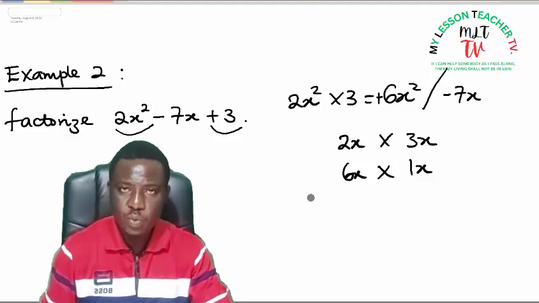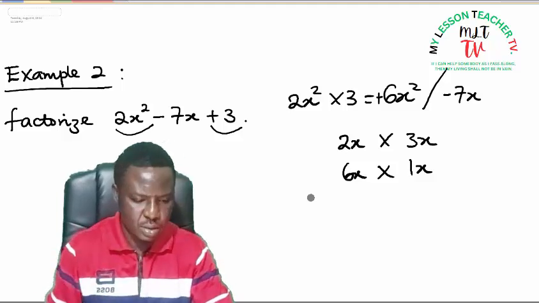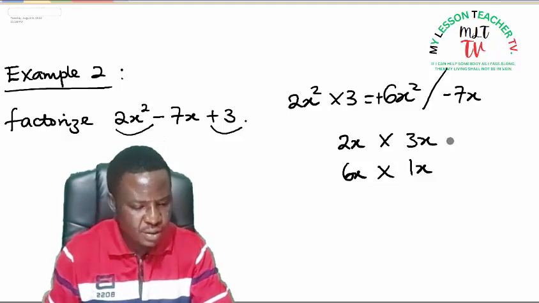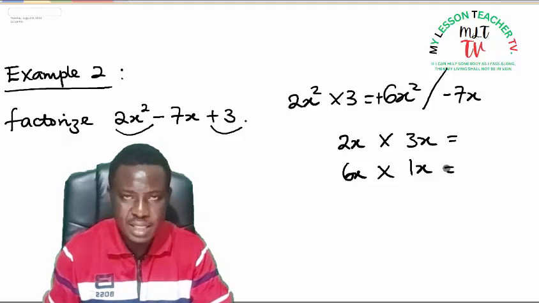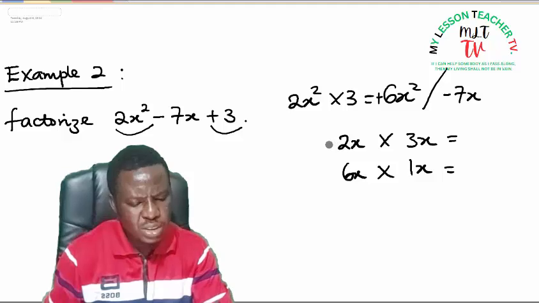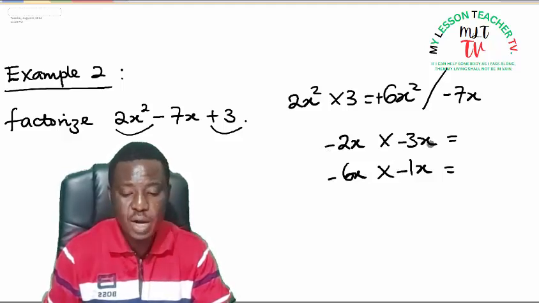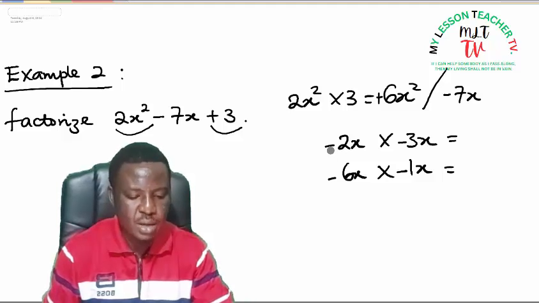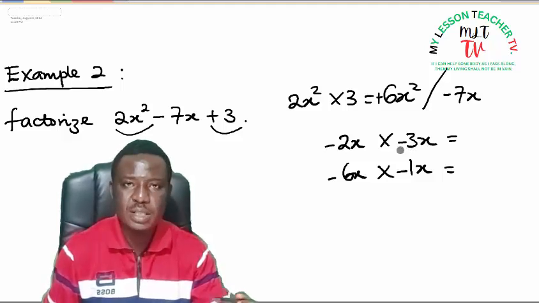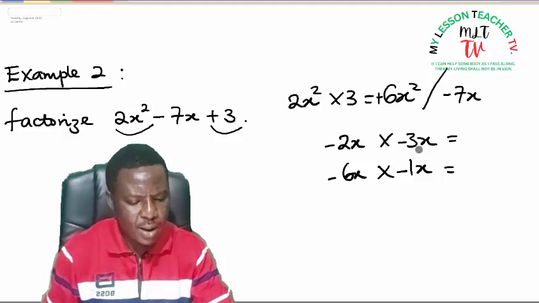But the second rule is when you add them together, it must give you minus 7x. So if these are positive, when you add them together, they won't give you minus 7x. So let's see. What if both of them are negative? When you multiply them together, will it still meet the same condition? Yes. Because when you multiply two negative terms together, it gives you a positive term. So when you add them together, will it give you minus 7?